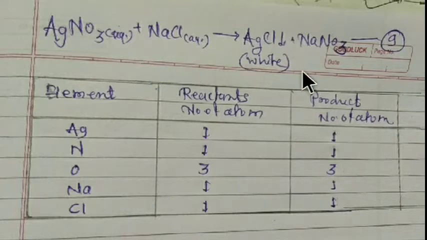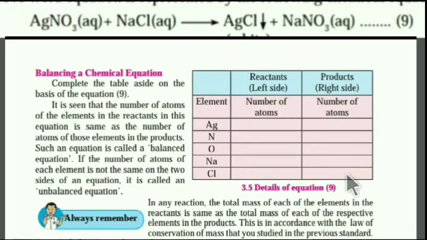Then what is the condition on the right side? Let us see first silver, that is Ag. Ag is also only one, hence here 1. Then chlorine, that is AgCl, hence chlorine is also 1. Then sodium, that is Na, is also 1. Next, nitrogen is also only 1, and oxygen O3, hence here we write the number 3.